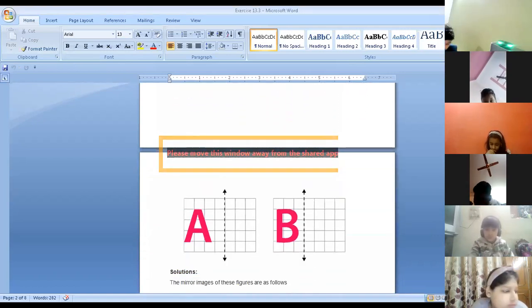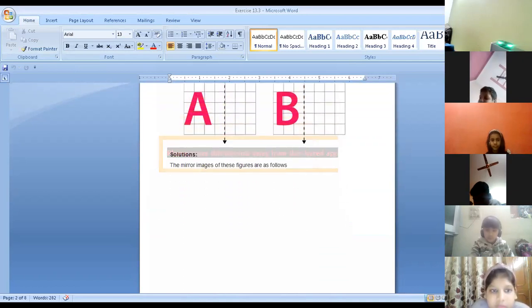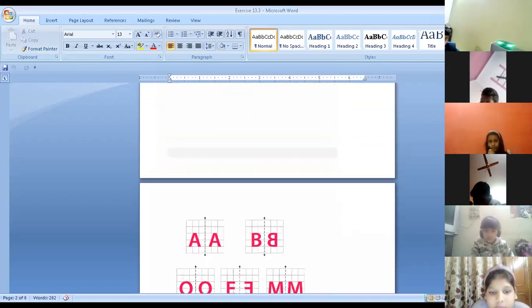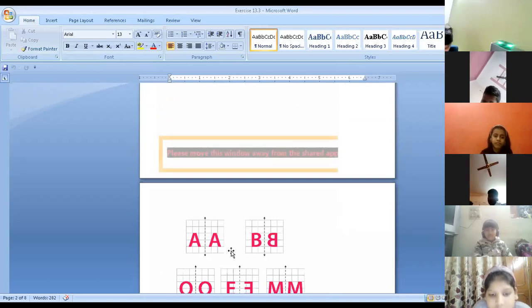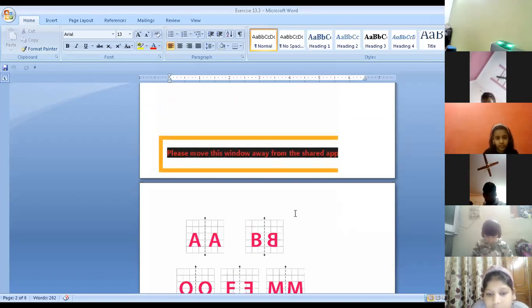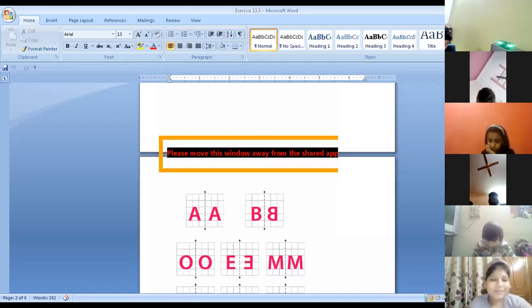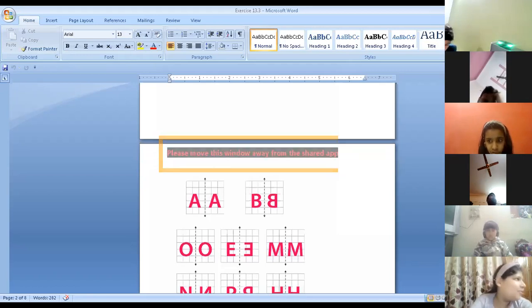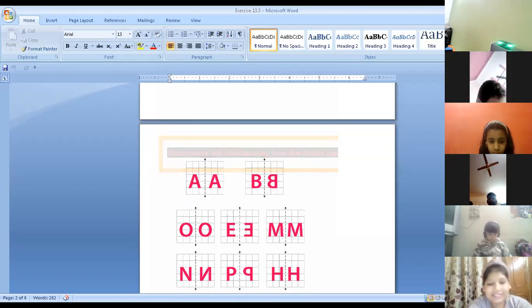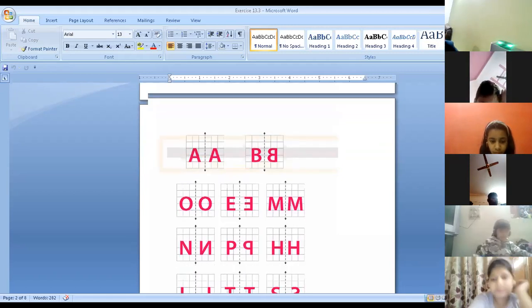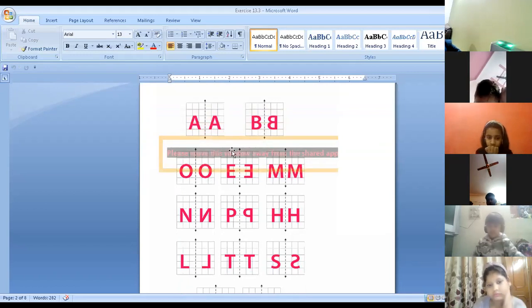So these are the figures which are given in your book. The mirror images of this A and B will be like this. You can see A will look exactly the same, but B won't. So you have to draw it on a graph sheet, children, or on a squared paper. These mirror images. Then O, E, M, you can see the alphabets which are visible after the reflection as they are and which are not. Draw these alphabets, children, in your notebook.